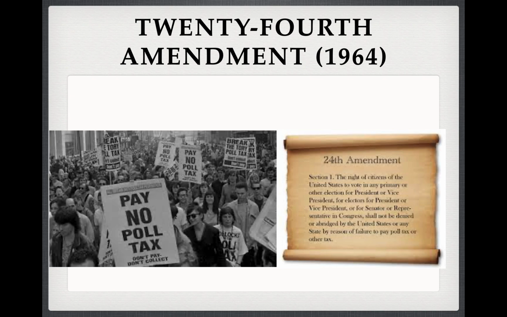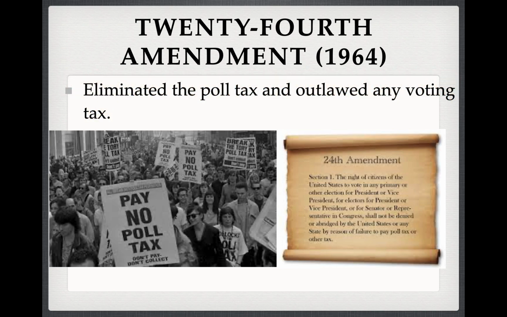So the 24th Amendment was added into the Constitution as a result of the Civil Rights Act of 1964 and the Voters' Rights Act of 1965. This eliminated the poll tax and outlawed any voting tax. So now this gets rid of the poll tax completely, and then the '65 act reinforces that, the Voters' Rights Act. Now poll taxes, any kind of payment for voting, are stopped. And that really changes things.